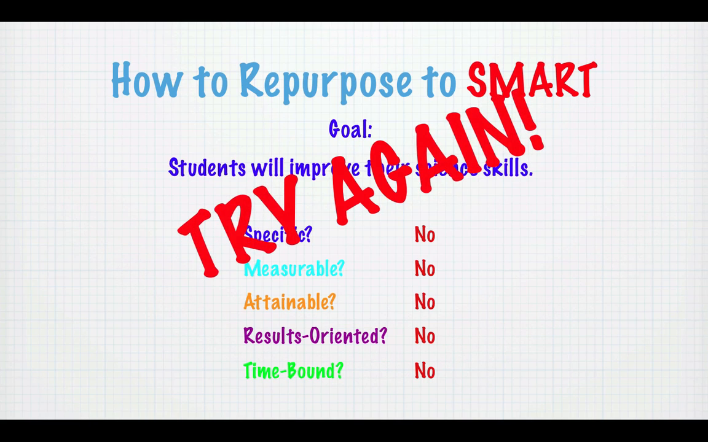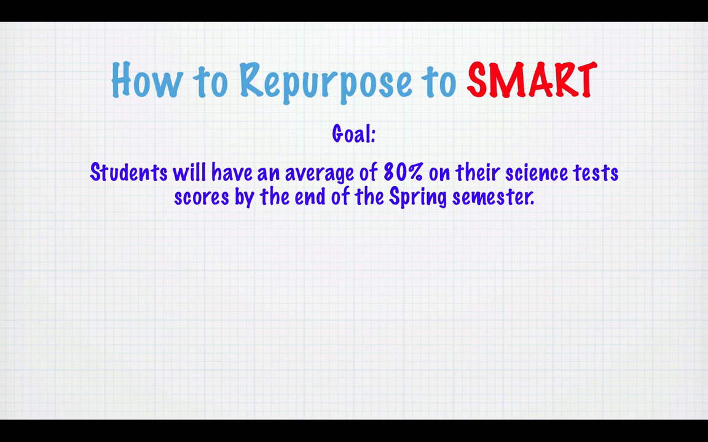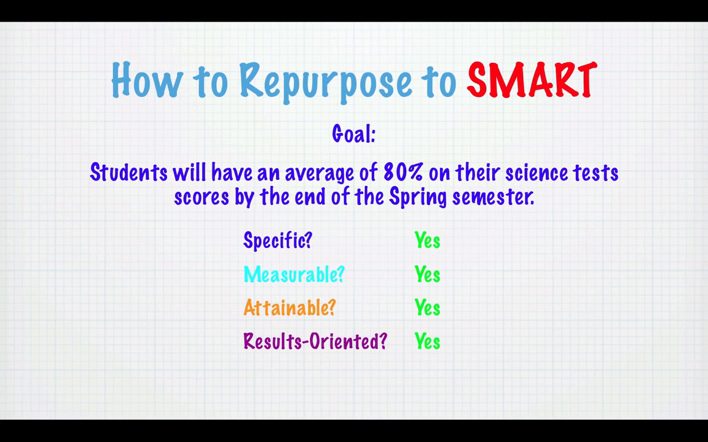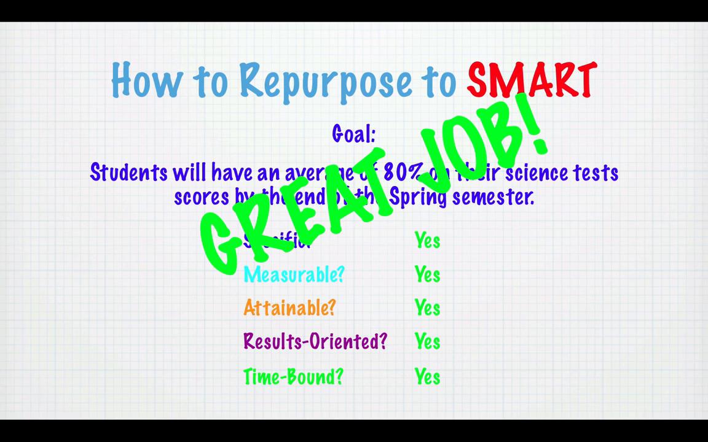Let's try again. Let's look at the goal of students will have an average of 80% on their science test scores by the end of the spring semester. Now, is this a SMART goal? Is it specific? Yes. Is it measurable? Yes. Is it attainable? I believe so. Is it results oriented? Absolutely. Is it time bound? Yes. Congratulations, you have repurposed a goal into a SMART goal.